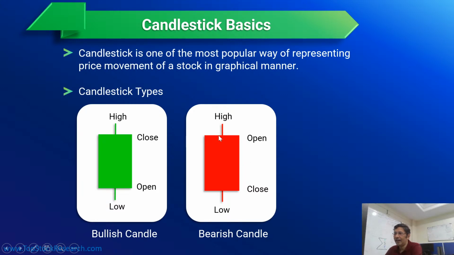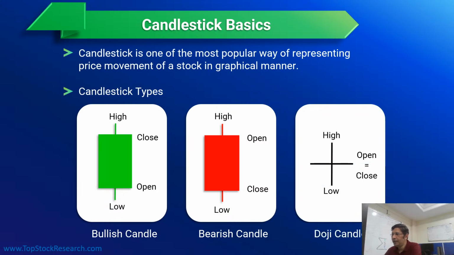What it means is the market has started at this point, it has gone all the way up here, came down all the way to this point, and then closed somewhere around here. So when the close price is lower than open, it is formed as a red candle. The third part would be that the market opened at this point, went all the way up here, came down, and then closed almost at the same point. So this is the third variation.